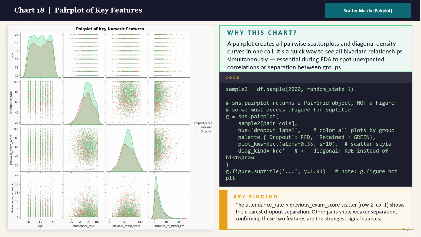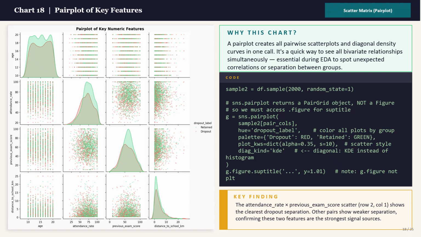Then we also had a scatter matrix pair plot. A pair plot creates all pairwise scatter plots and diagonal density curves in one single call. So it's a quick way to see all bivariate relationships simultaneously, and it's very essential during EDA to spot any unexpected correlations or separation between groups.